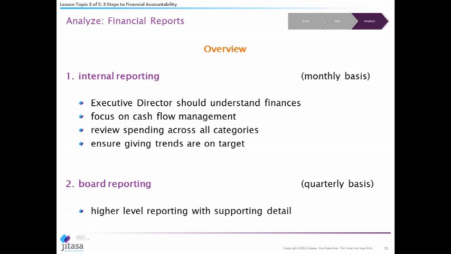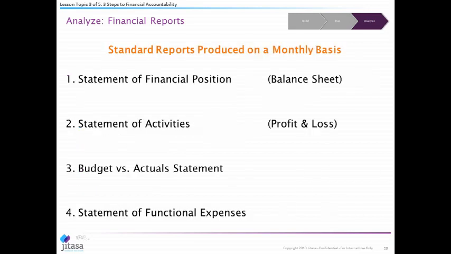Now, if you have a very active board and they see reports on a monthly basis, that is wonderful. I always recommend that at bare minimum, your board should be reviewing reports quarterly. I also recommend that for your board it's a little bit higher level reporting. You can provide the supporting detail if necessary or if requested. What I find a lot is boards can get too lost in the detail and not focus on the higher picture, which is what they should be doing. The internal reporting, the executive director, accountant, and bookkeeper should be focused on the details, but the board should be looking at the higher level.